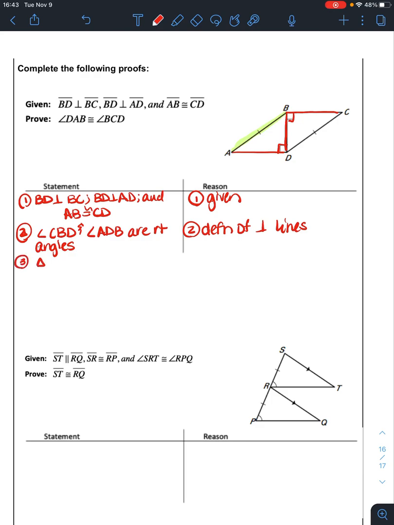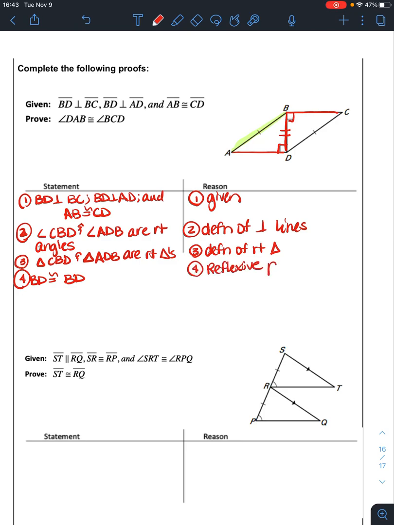Well, in order to use HL, these have to be right triangles. So you would say triangle CBD and triangle ADB are right triangles. And that's because a right triangle is a triangle that has a right angle. Since those are right angles, these are right triangles. So that's the definition of right triangle. Now that they're right triangles, I'm allowed to use hypotenuse leg. So I have the hypotenuse, but I need the leg. Well, if you look, BD is shared by both triangles. So BD is congruent to BD. That's the reflexive property.